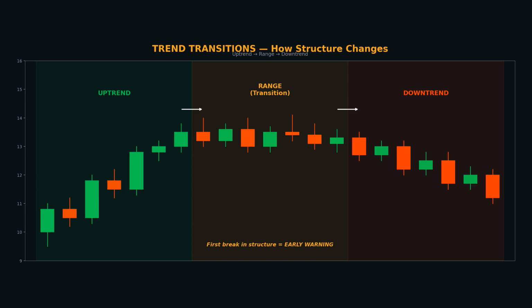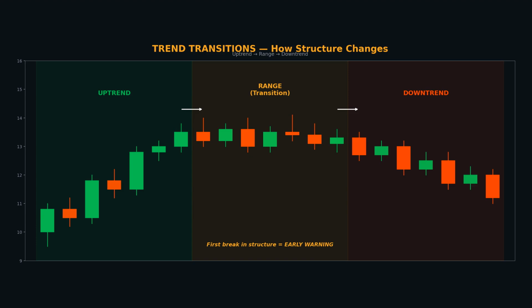What often happens next is that price enters a range. It stops making higher highs and starts bouncing between two levels. This is the transition zone, the tug of war between buyers and sellers, and eventually, one side wins. If sellers win, price breaks below the range support and starts making lower highs and lower lows. The downtrend begins. The reverse works the same way.